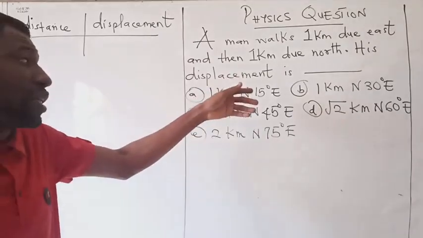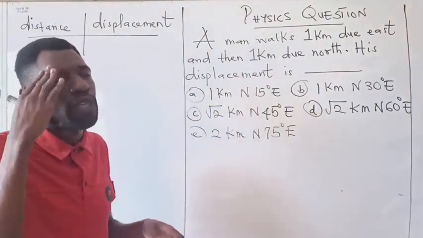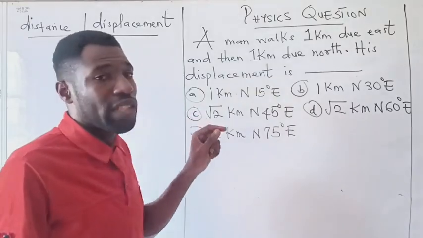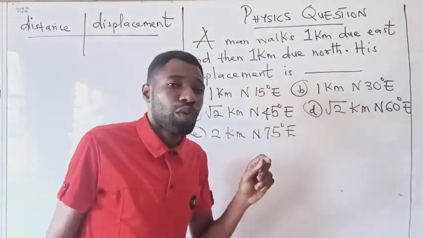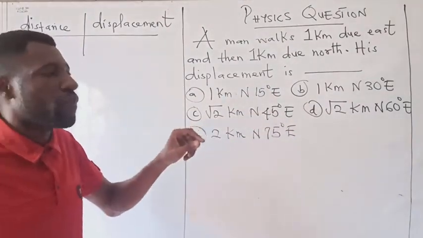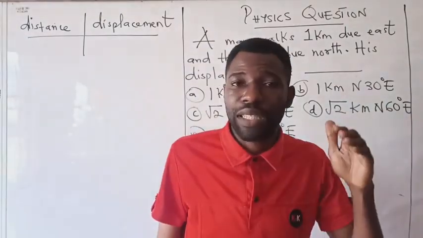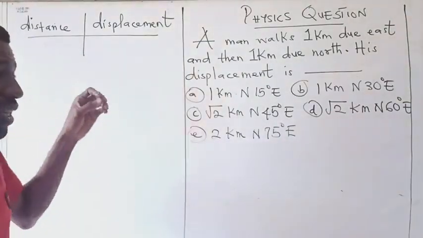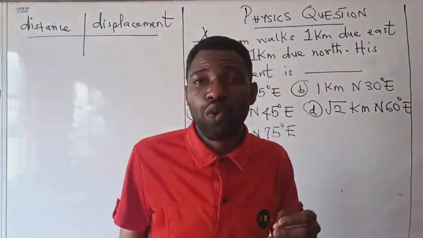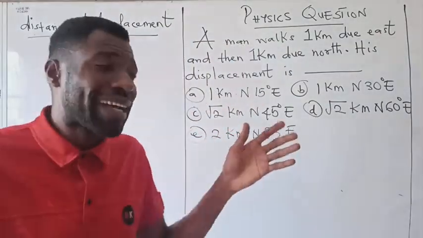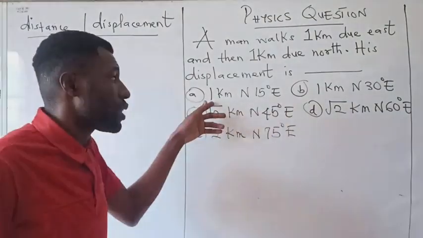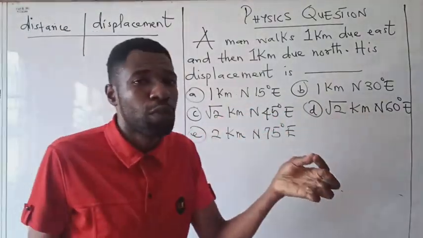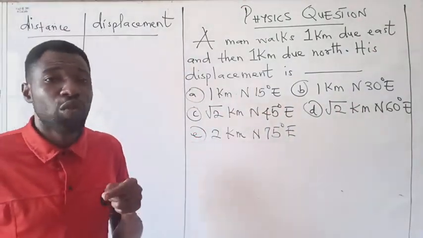It's clearly spelled out here that we have to find the displacement, and that's because if you look at the options given, apart from the fact that values are given, there are also directions. That is one of the things that distinguishes displacement from distance. We say displacement is a vector quantity and distance is a scalar quantity. A vector quantity has magnitude, which simply means it has value. You can see 1 kilometer, root 2 kilometers, 2 kilometers. So it has value, and apart from that, it also has direction.